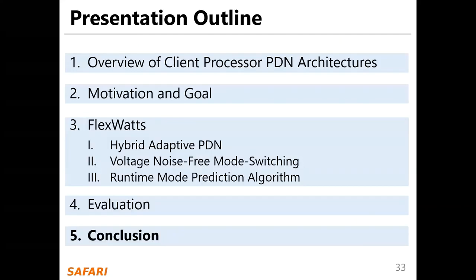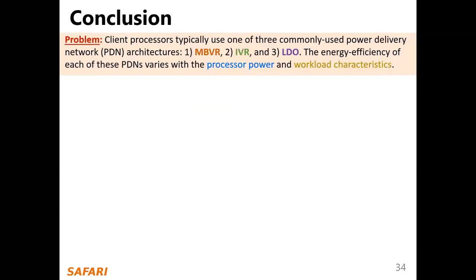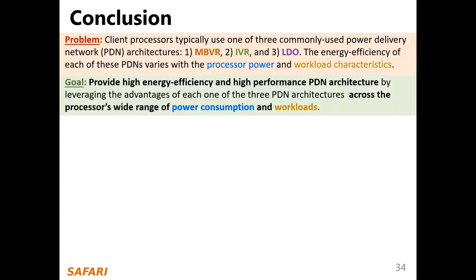Let me quickly conclude my talk. Client processors typically use one of 3 commonly used power delivery architectures: MPVR, IVR, and LDO. The energy efficiency of each of the 3 PDNs varies with processor power and workload characteristics. Our goal is to provide a high energy efficiency and high performance PDN architecture by leveraging the advantage of each one of the 3 PDN architectures across the processor's wide range of power consumption and workloads.